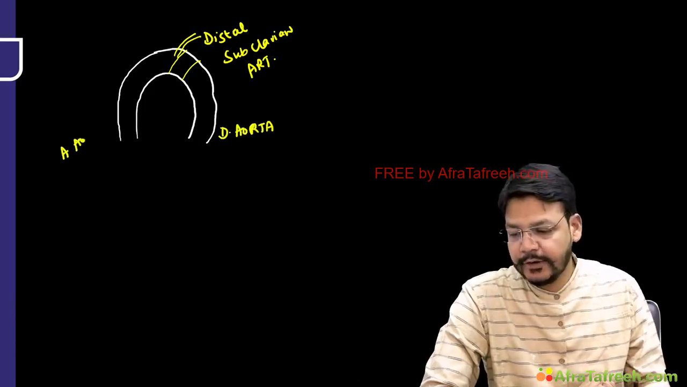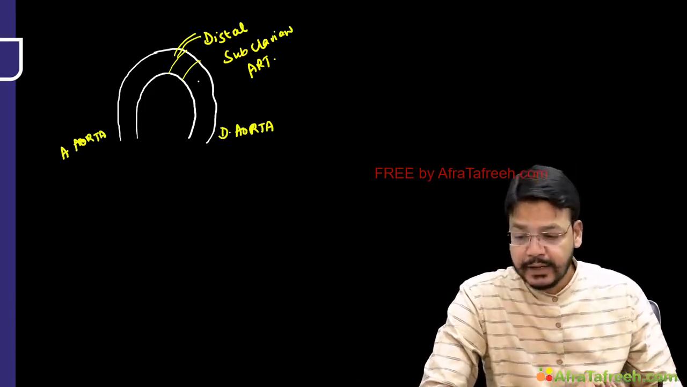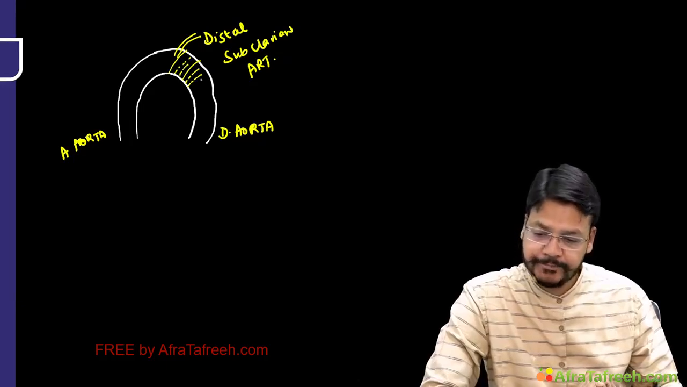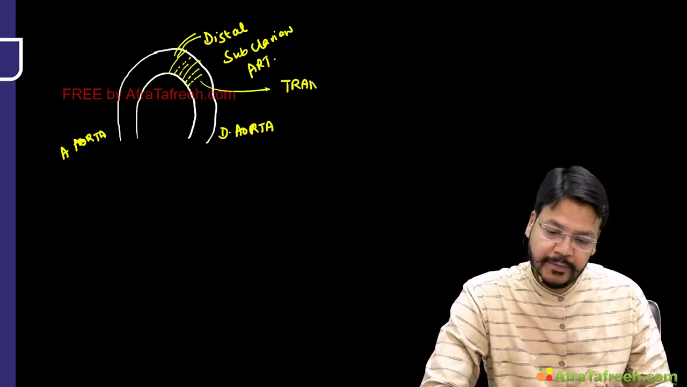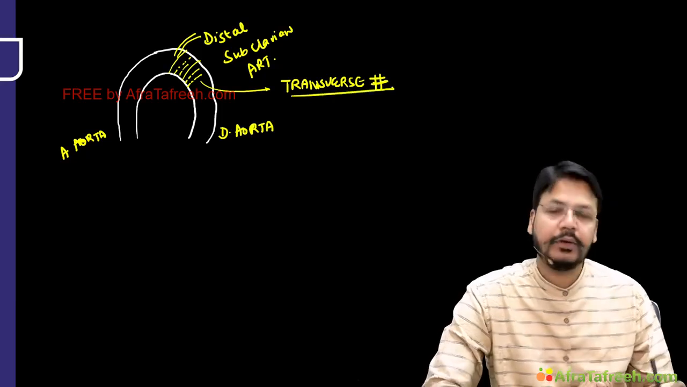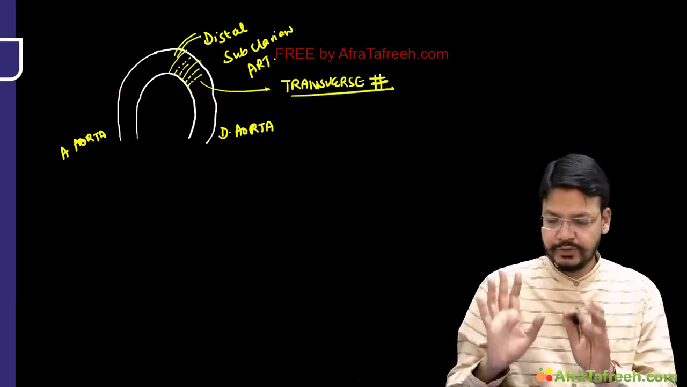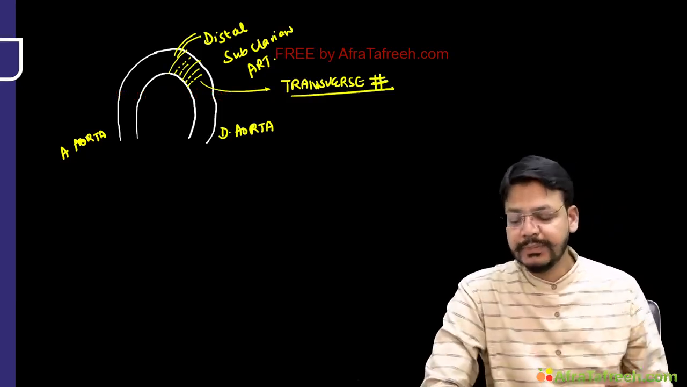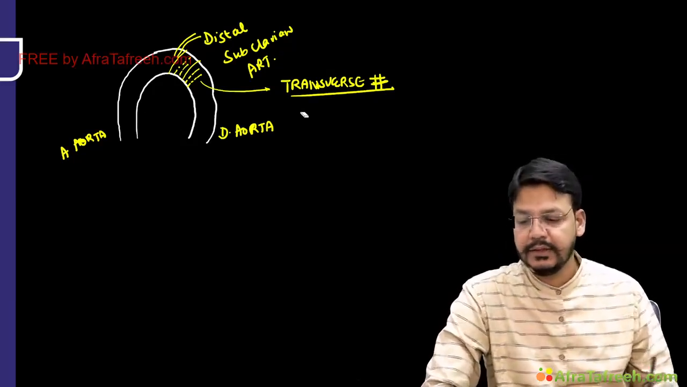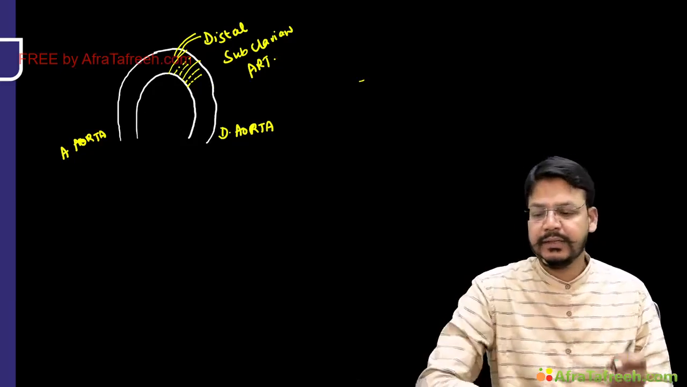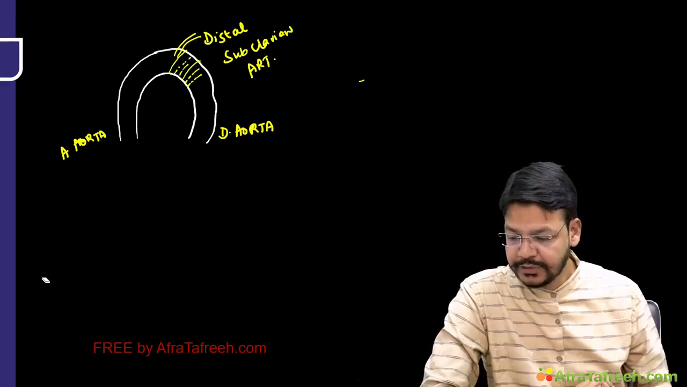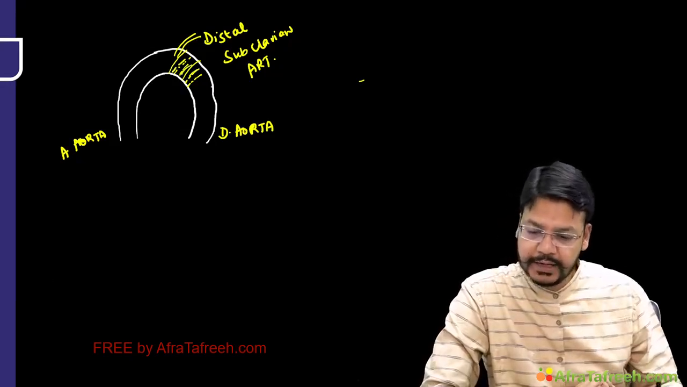This is ascending aorta. And there will be transverse tear. Another very, very important word, this will be transverse tear. So correct this: the isthmus is distal to subclavian artery and there will be transverse tear.